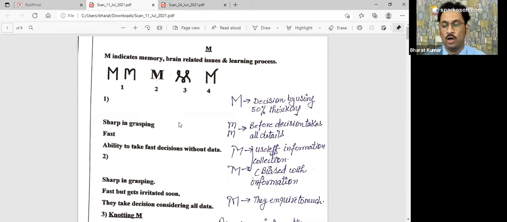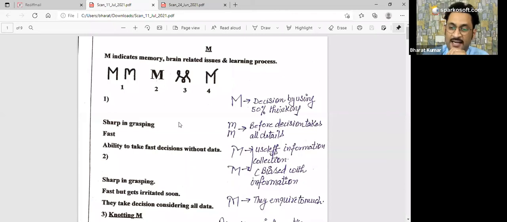But because M is directly related with memory and brain related issues, M will have more impact. These people have the ability to take fast decisions without any data. They have such a sharp brain that without any written data or previous data, they can take very fast decisions, and generally their decisions are very good. So this is a very good thing if you have the first kind of M.